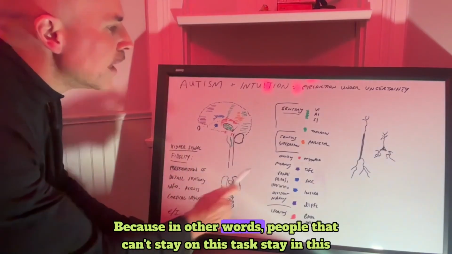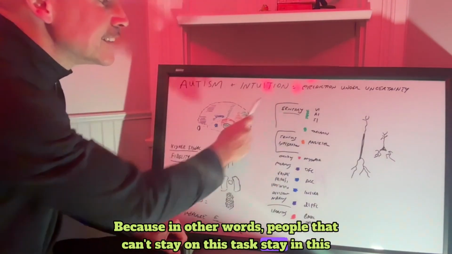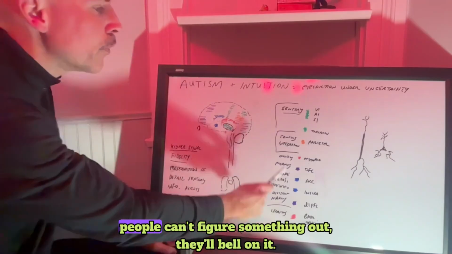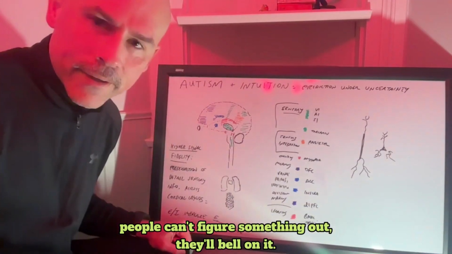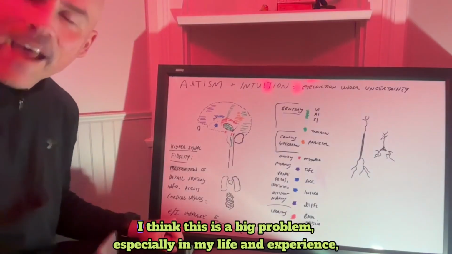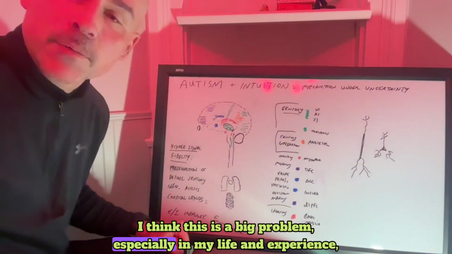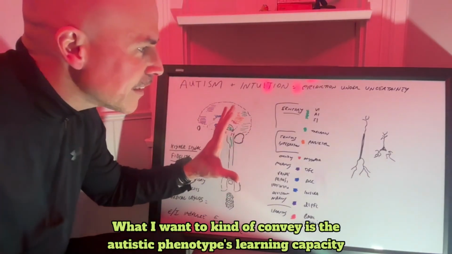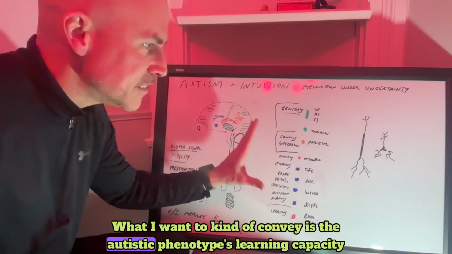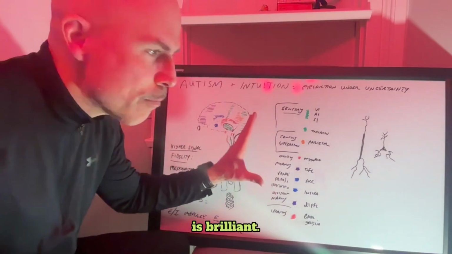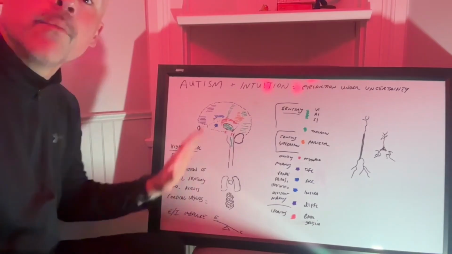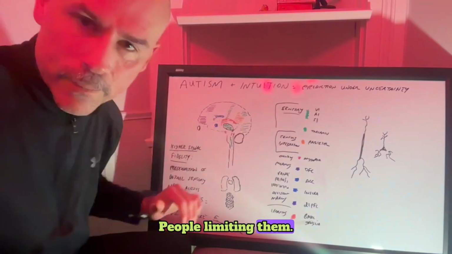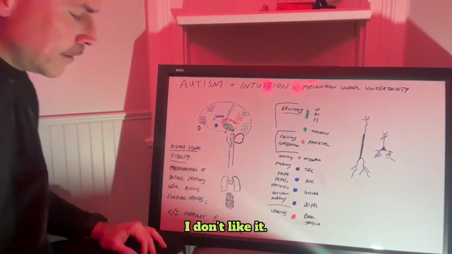Because, in other words, people that can't stay in this loop on this task, there's a lot of friction that's going to happen here. Because people can't figure something out, they'll bail on it. And this is a big problem. I think this is a big problem, especially in my life and experience, but I'm not going to go there. What I want to convey is the autistic phenotype's learning capacity is brilliant. But the problem is social norms. People limiting them. I don't like it.